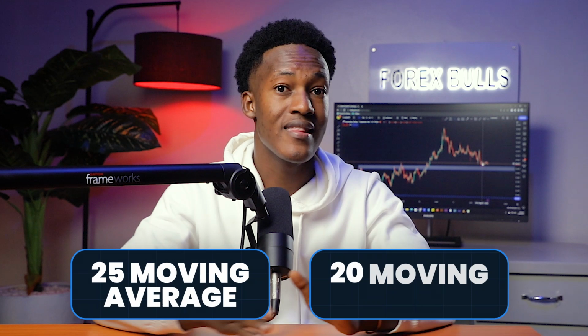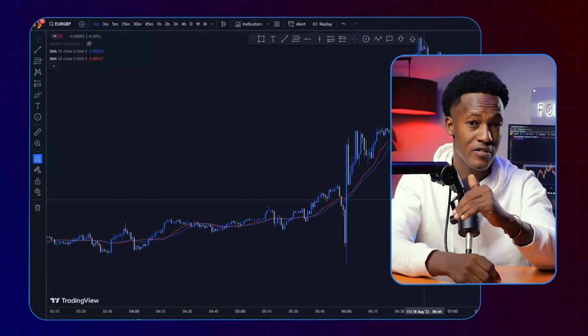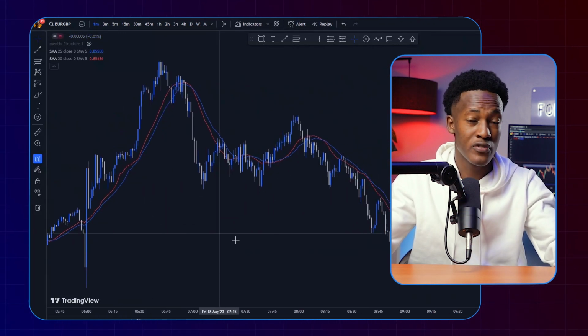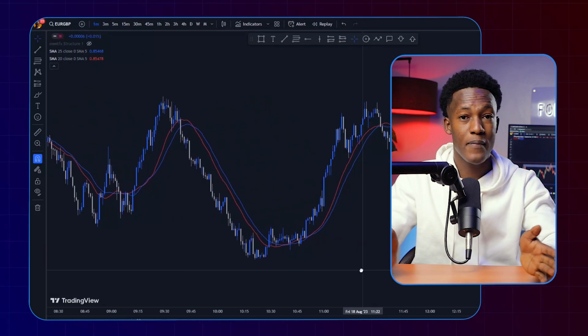Now, I'd recommend, if you use indicators, to just try out the 2 moving averages. One is the 25 and then one is the 20. Under this strategy, all you're waiting for is the 20 moving average to cross below the 25 moving average, and then you have a beautiful sell. And when the 20 crosses above the 25, then that's a buy. And now when you are on M1 or M5, you are getting those sniper entries.